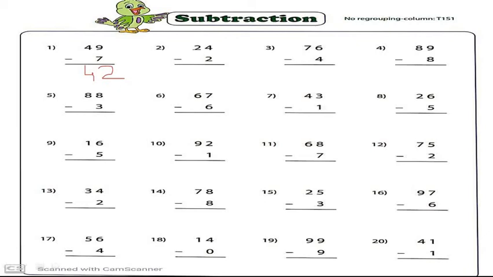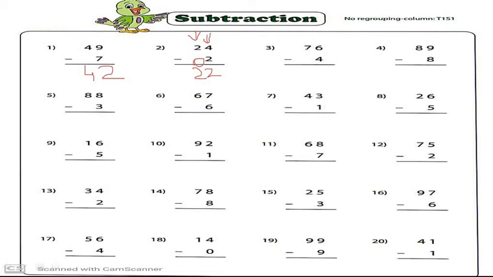Our next sum is 24 minus 2. As I told you before, my dear, first of all start counting from ones column. This is ones column, this is tens column. So start counting from ones column. 4 minus 2, we get number 2. 2 minus 0, as there is not any number present, that means 2 minus 0, so we get the same number. 24 minus 2, we get number 22.